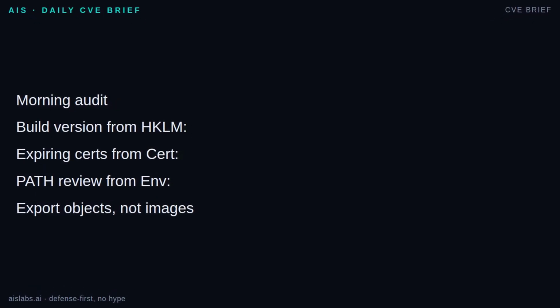Here is a realistic morning ticket. Security asks which admin workstations are on a given Windows build, whether any user certificates expire soon, and what the path environment variable looks like on one suspect machine. Locally, read the build with Get-ItemProperty on the CurrentVersion registry key, selecting ProductName, DisplayVersion, and CurrentBuild. Read certificates with Get-ChildItem Cert:\CurrentUser then Where-Object NotAfter -lt AddDays 30. Read the environment with Get-ChildItem and filter name equal Path. None of that changes the machine.